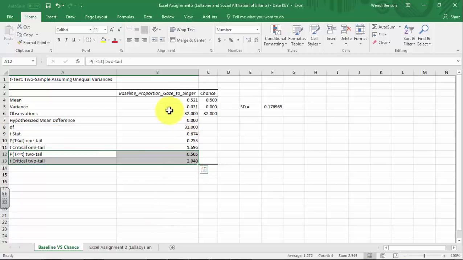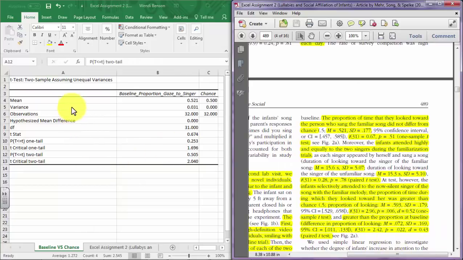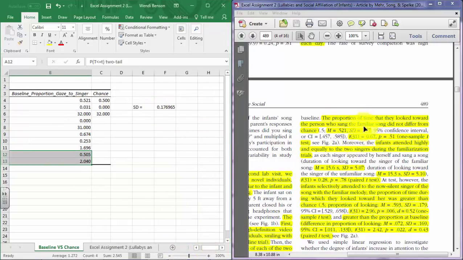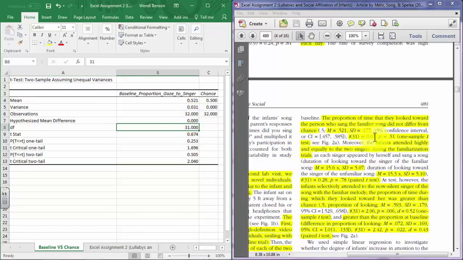So just to show you how this aligns with the article really quickly, I'm going to do a little split screen action here. So you can see that the mean was 0.521. That's reported right here. The standard deviation that we just computed is 0.177. That's reported right here. Then you can see in APA style, you put t, degrees of freedom in parentheses, that's this 31, equals what t observed actually was, which is right here, 0.674, rounded to 0.67, comma, p equals 0.51, that's this p right here, and I'll explain what that tells you in just a minute. And so you see all those values have been recreated.